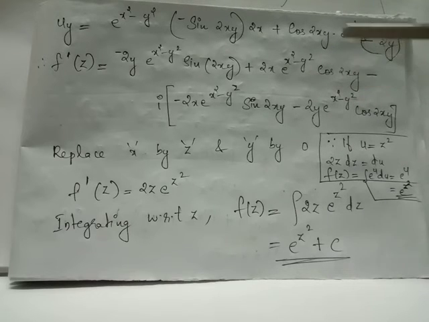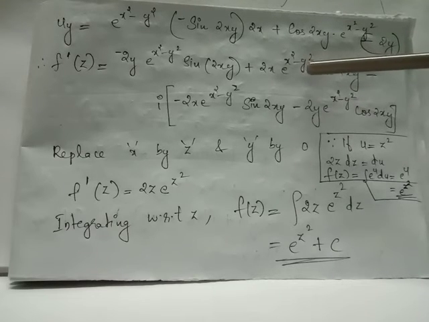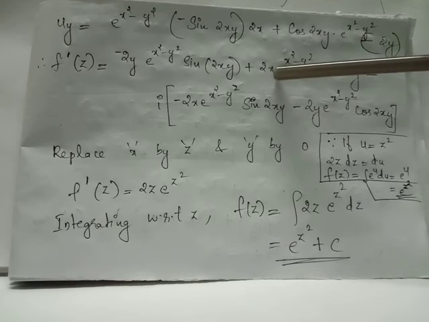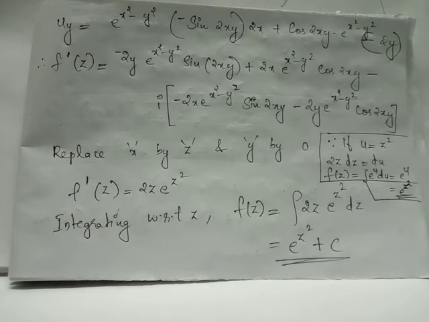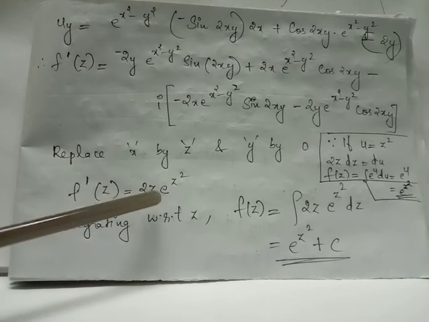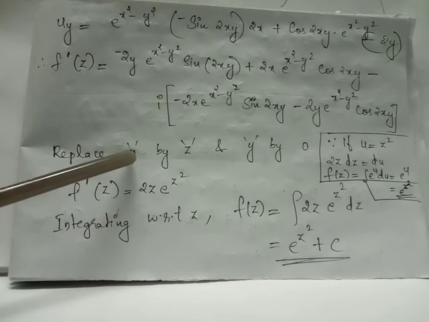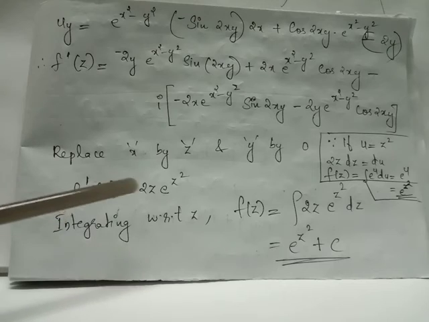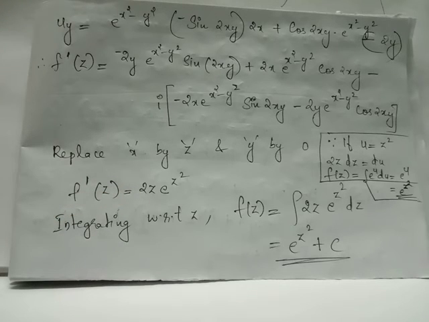Cos of 0 is 1. Y square is replaced by 0. X is replaced by z. X square is replaced by z square. So we have the final expression of f dash of z as 2z e raised to z square after we have replaced. When you integrate both sides, by the substitution method, f of z equals integral 2z into e raised to z square dz.